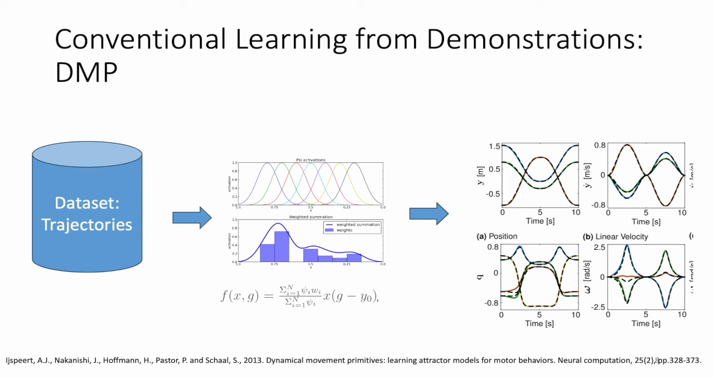We look at learning from demonstrations first, and then we continue with one of the active perception approaches that we developed. Conventional learning from demonstrations only works at the trajectory level. It means that we have a dataset of trajectories, then we look at different models. We have dynamic movement primitives here. At the core of the dynamic movement primitives there are basis functions that you see here.